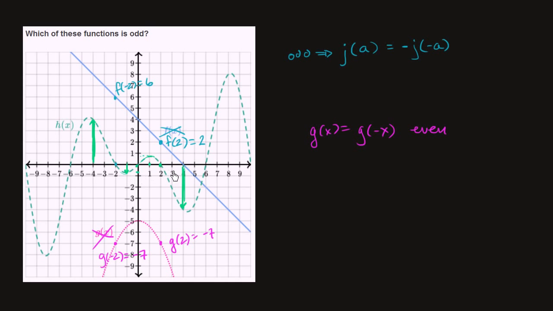But the easiest way to test it is just to do what we did. Look at a given x. For example, when x is equal to 8, h of 8 looks like this number right around 8. H of negative 8 looks like it's pretty close to negative 8. So they seem to be the negative of each other.